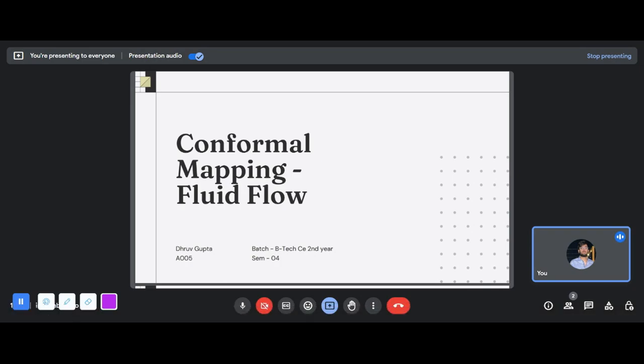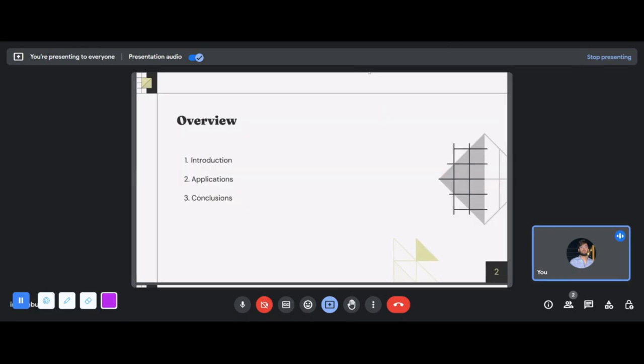So my today's topic will be conformal mapping in fluid flow. We are going to look at the applications of conformal mapping in fluid dynamics, or fluid flow. So let's start. In my presentation, we will be looking at three points. First is the introduction, second is the application, and third is the conclusion on what we get.